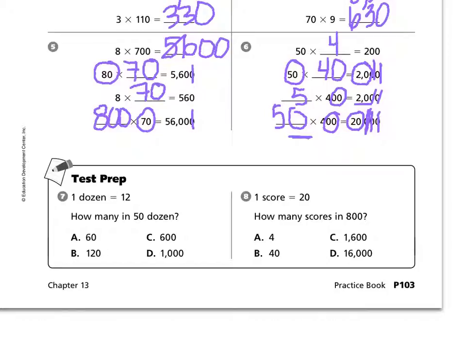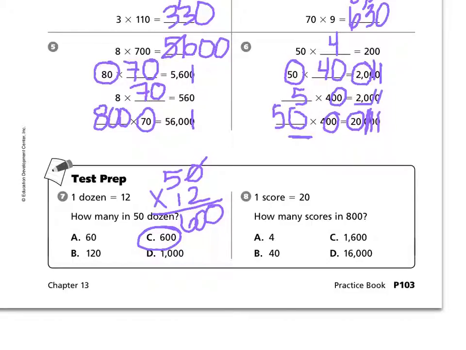For test prep, I know that 1 dozen equals 12. How many is 50 dozen? So I can know that 50 times 12. And I can multiply. I'm going to bring down the 0 from up here. And I know that 5 times 12 is going to be 60. So it's going to be 600.